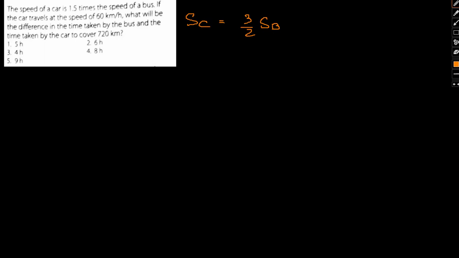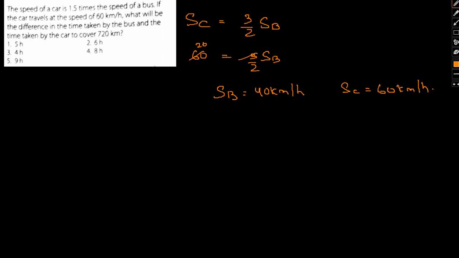So here the speed of car given is 60. So the speed of bus will be 40 km per hour and the speed of car is simply 60 km per hour. Okay. Now we know distance equals speed into time. So therefore time will be distance by speed. So time for bus, since the distance is 720 km and speed is 40.